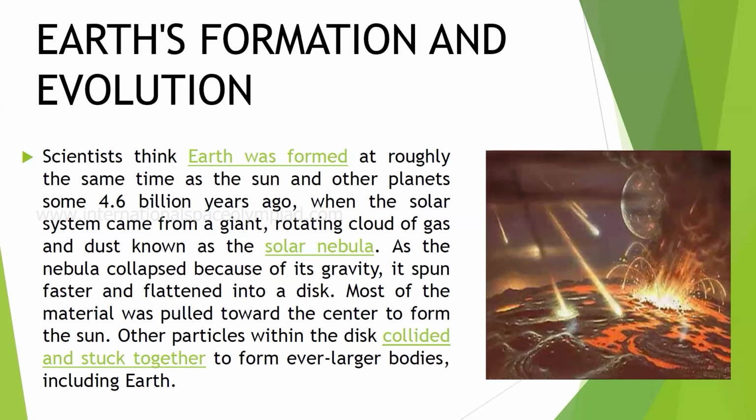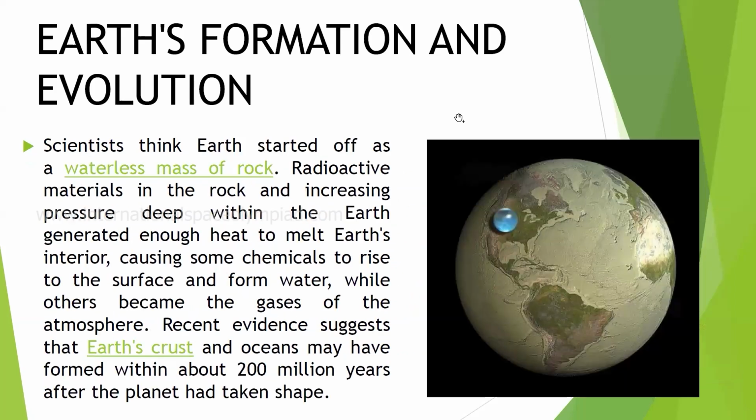And the remaining planetesimals. Miss, nebular contraction and condensation. Okay. Now, most of the material was pulled towards the center to form the sun, and other particles within the disk collided and stuck together to form ever larger bodies, including Earth. Now, Earth's formation and evolution.